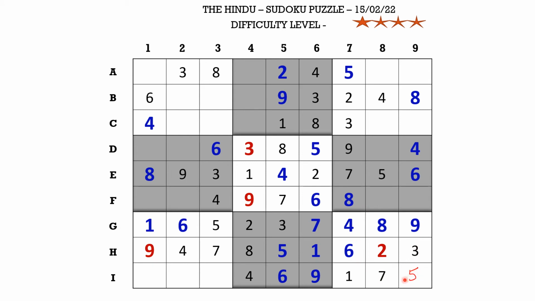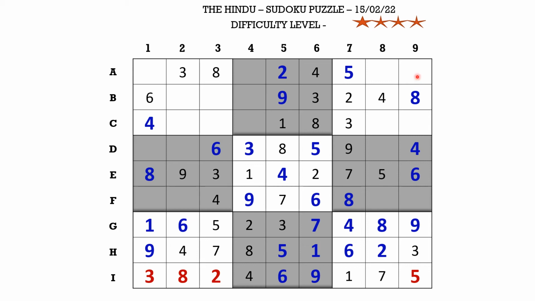In I row, there are 3 empty cells. We have a 3 in column 3 and a 3 in column 2, which blocks these two cells. So I1 takes 3. Now the missing numbers in I row are 2 and 8. There is an 8 in column 3 which blocks here. So I3 takes 2 and I2 takes 8.